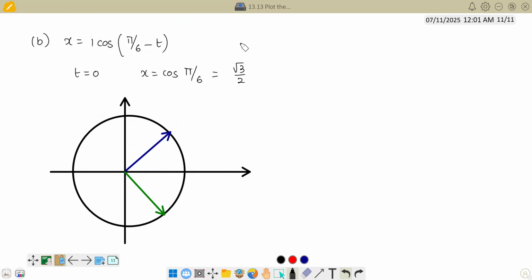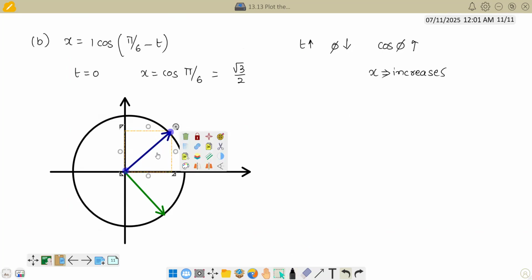But what happens as time increases? You can see as time increases, the phase value, whatever is inside, is decreasing. Since it is decreasing, the cos value increases, so the x value must increase. If I assume this blue arrow is correct, as it is going towards this position, its x value is slowly decreasing, it is shrinking. So this can't be the answer.